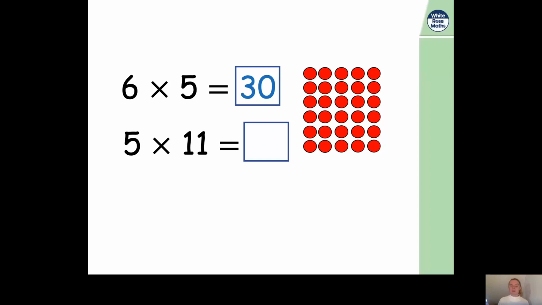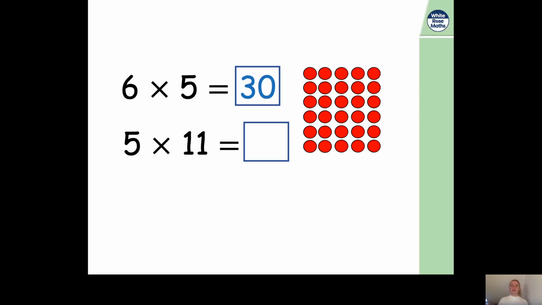So 5 multiplied by 11. Well, as I said, we don't know the 11 times table, but we do know the 5 times table. So we can use commutative law to change the numbers around to give us 11 multiplied by 5. Now, this is quite a long one, isn't it? Should we count up in steps how many times? 11. Steps of 5, 11 times.